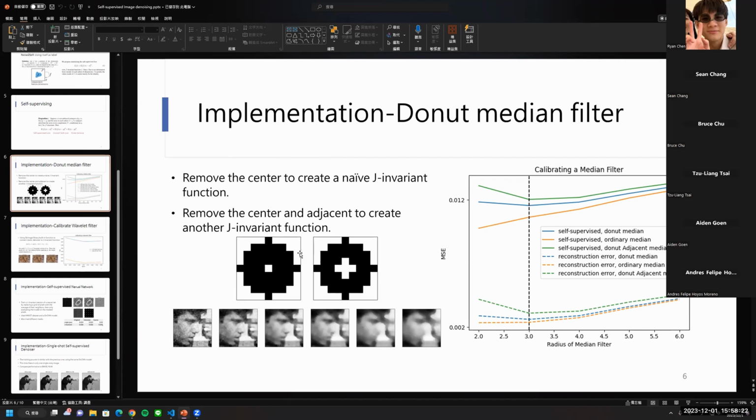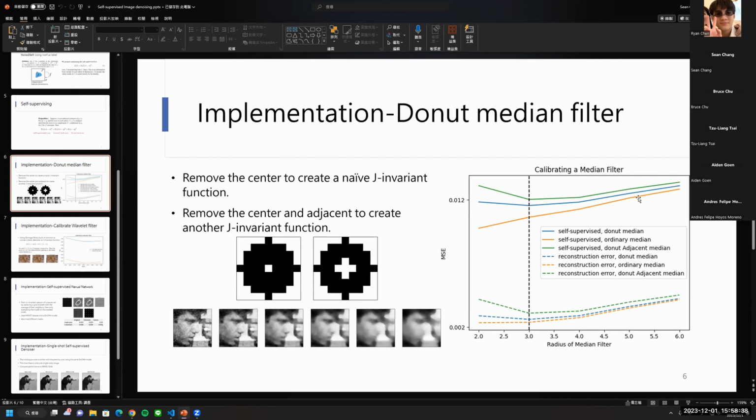Okay. The donut filter here basically acts as a naive J-invariant function, just to show that the proposition we made before is true. Here, you can see the blue line and the dotted blue line. They actually have a constant difference between them. In comparison, if you look at the orange line, which is the original median filter, which is not a J-invariant function, there is no consistency between the two orange lines. So basically, the donut filter here is just to act as an example.